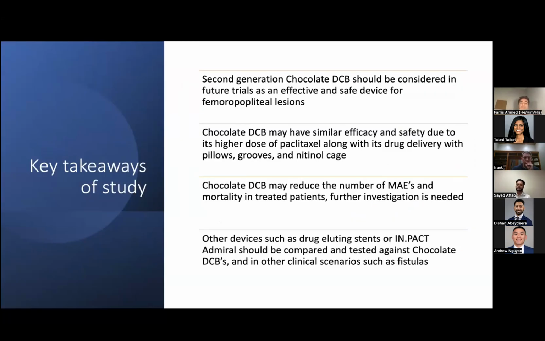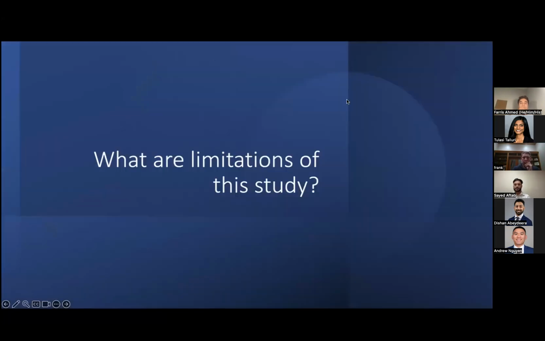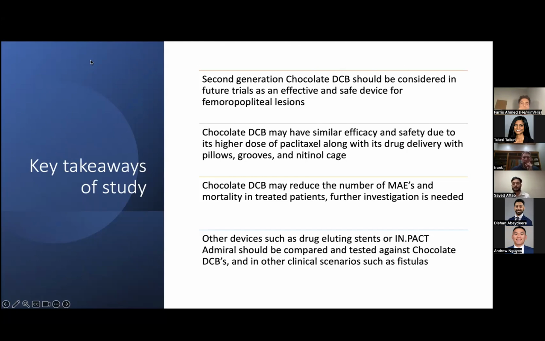Some key takeaways that I took from this study: the second generation drug-coated balloon should be considered in future trials as an effective and safe device for femoropopliteal lesions. Chocolate Touch drug-coated balloon may have similar efficacy and safety due to its higher dose of paclitaxel, along with its drug delivery with pillows, grooves, and a nitinol cage. These devices may reduce a number of major adverse events and mortality within treated patients. However, further investigation is needed. Other devices such as drug-eluting stents or Impact Admiral should be compared and tested against Chocolate Touch drug-coated balloons, and also in other clinical scenarios as well, such as fistulas.